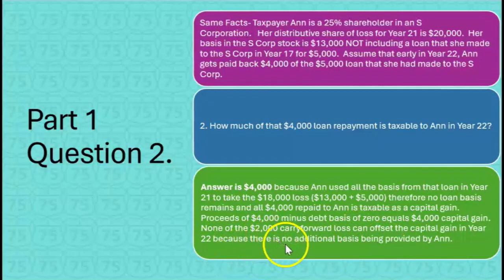None of the $2,000 carry forward loss from last year to this year can offset the capital gain in year 22 because there's no additional basis being provided by Ann. She's not contributing any cash to the S Corp or any other assets, nor is there any S Corp income being allocated to her in year 22. And the question asked, how much of the $4,000 loan repayment is taxable to Ann in year 22? And the answer is $4,000.